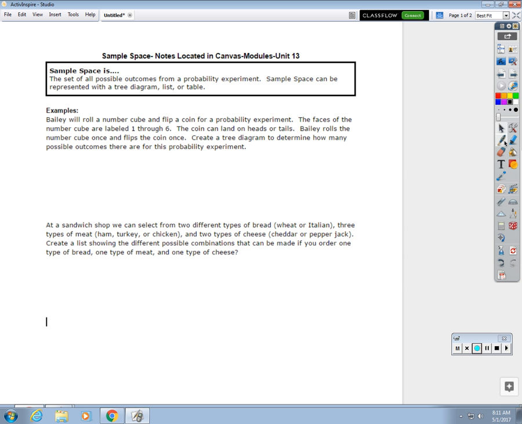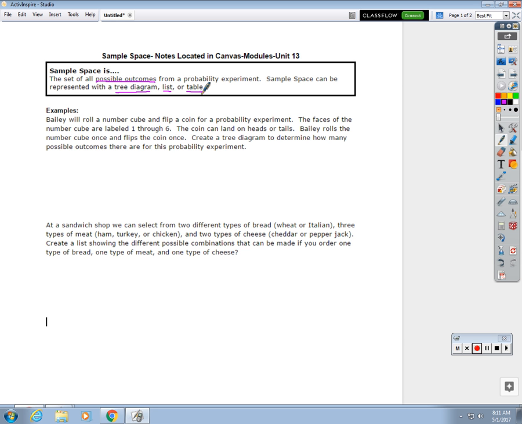Okay, your lesson today is covering sample space. This is actually pretty easy as long as you know what sample space means and where all this is coming from. Sample space is the set of all possible outcomes. So it's the amount of possible outcomes from a probability experiment. Sample space can be represented with a tree diagram, list, or table. So we're going to be creating a tree diagram, a list, and a table today to show you the different ways that sample space can be represented.